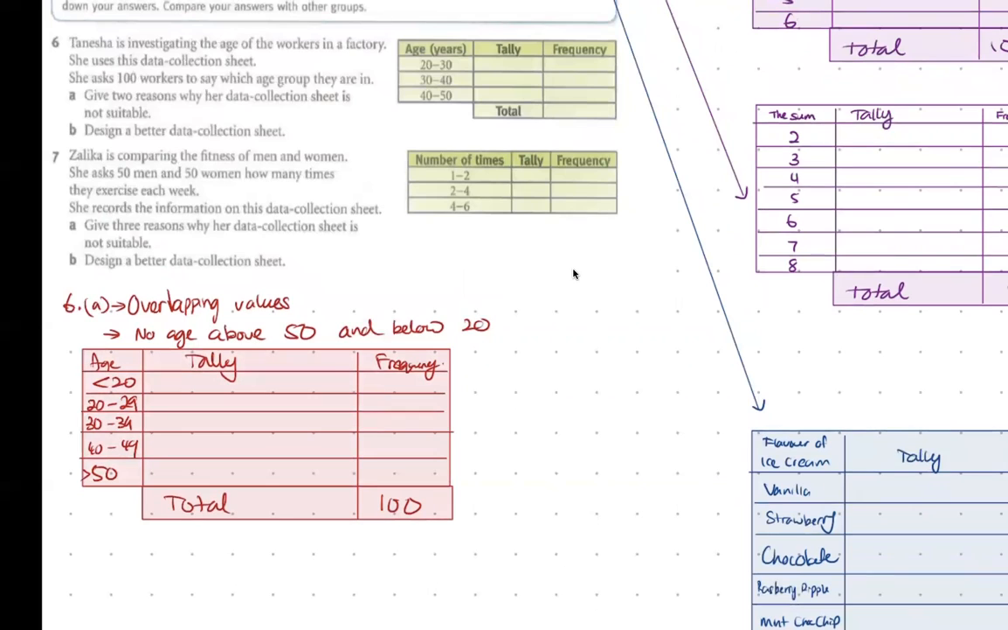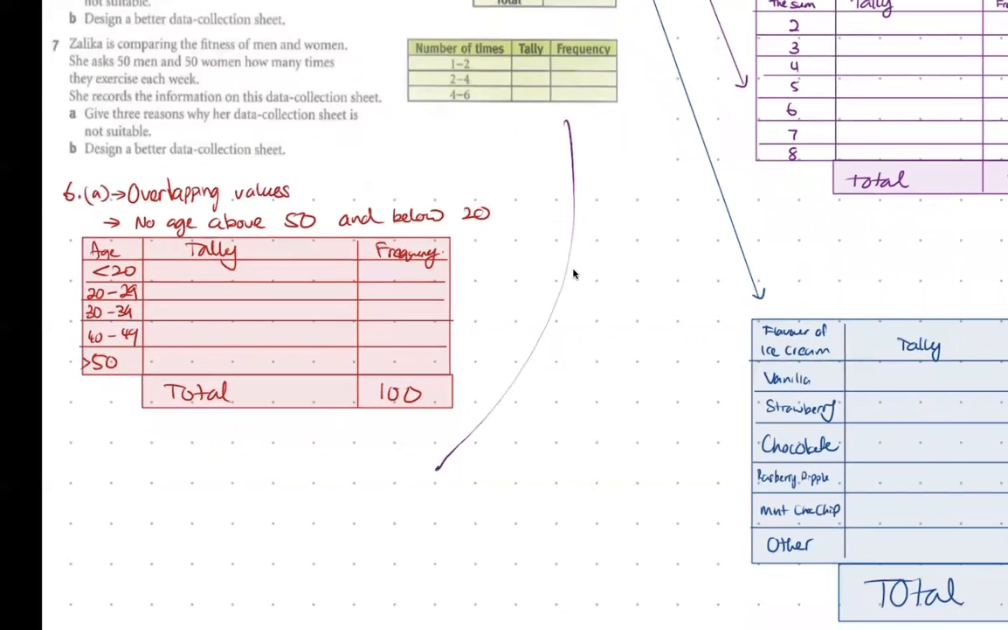Okay, let's look at number 7. Zalika is comparing the fitness of men and women. Ask 50 men, 50 women how many times they exercise a week. He records the information in the data collection sheet. Give 3 reasons why data collection sheet is not suitable. Let's look at number 7. Okay.